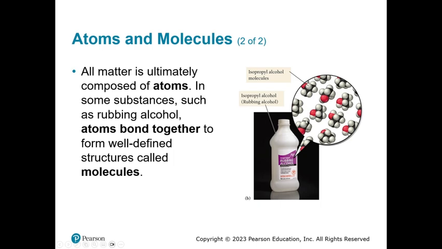It is always going to have this structure, this arrangement of these atoms, and so we call that the law of constant composition. Atoms or molecules will always be the same no matter where they are in the universe. A hydrogen atom is always a hydrogen atom no matter what.